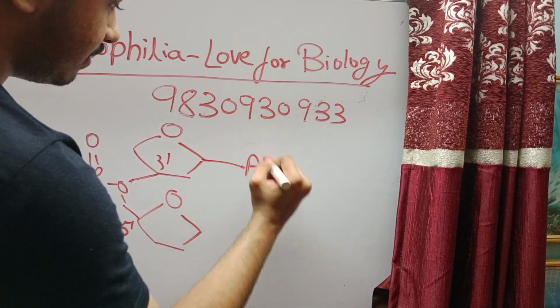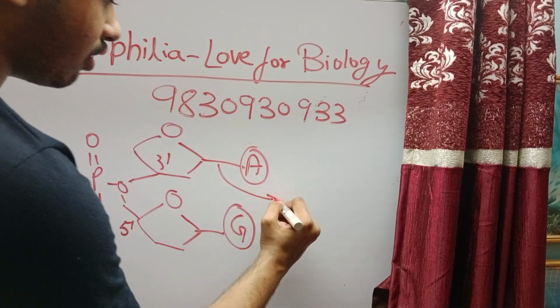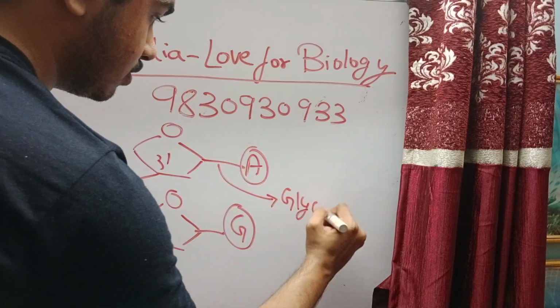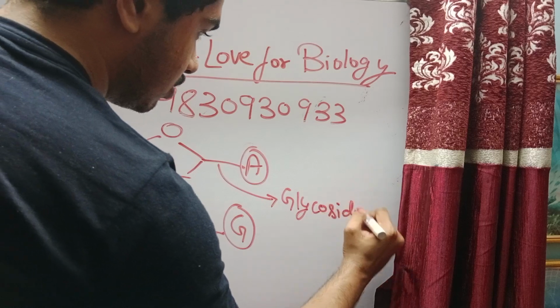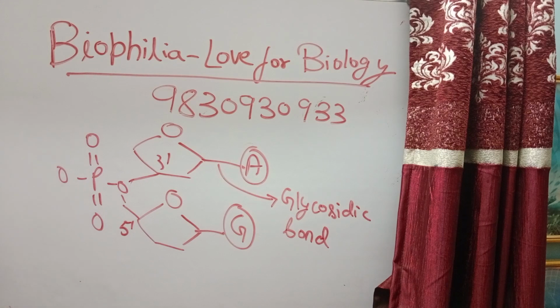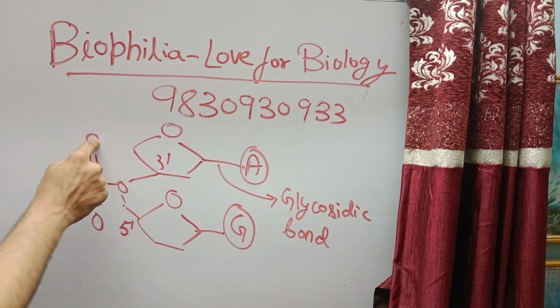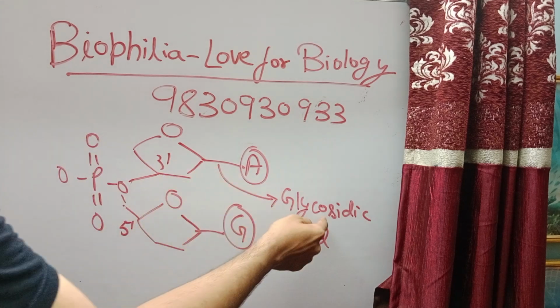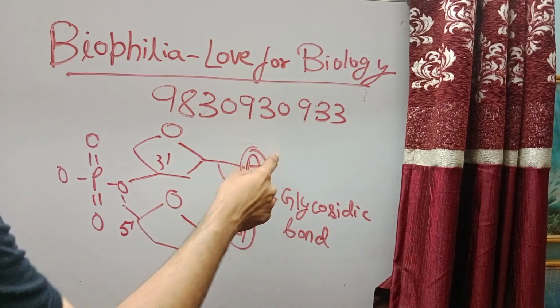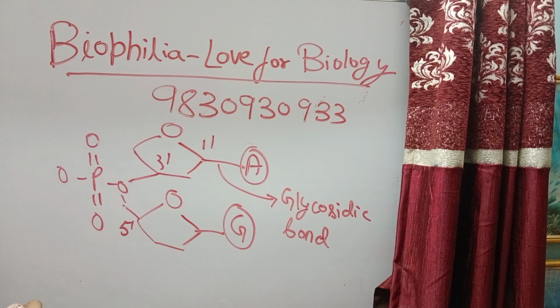Here we have adenine, let's suppose guanine. This bond is called the glycosidic bond. Therefore, we can summarize that DNA has a 3' to 5' phosphodiester bond, and it has a glycosidic bond with which nucleotide bases are linked to the first prime carbon.